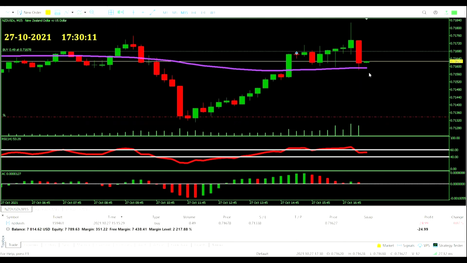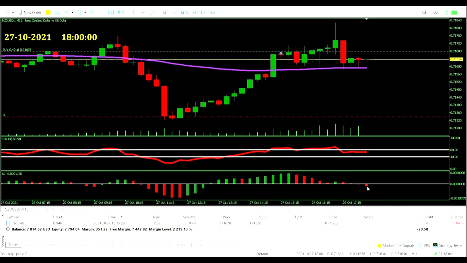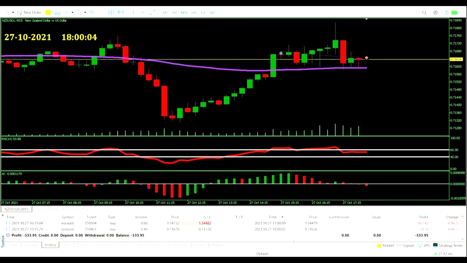Quite a big red candle just coming. Surprisingly, the accelerator oscillator holding above zero. It's 6 o'clock in 5 seconds time, and we'll be closing off the trade as the accelerator oscillator is going to finish slightly beneath zero. So let's shut that down. That was a loss, a modest loss of $20.58 on a very humbling day for the strategy.